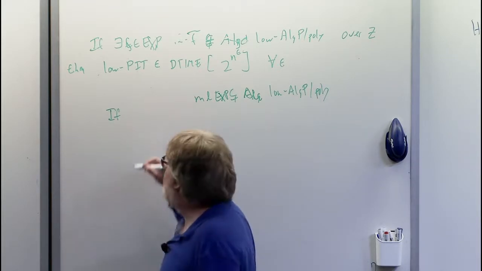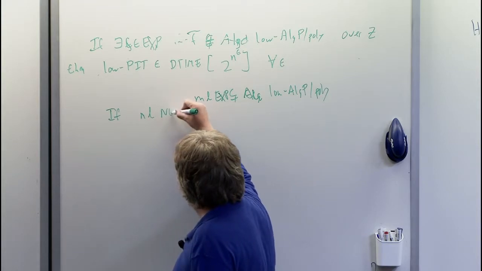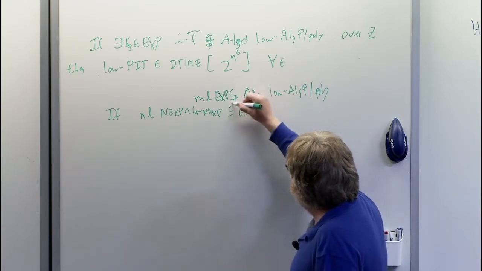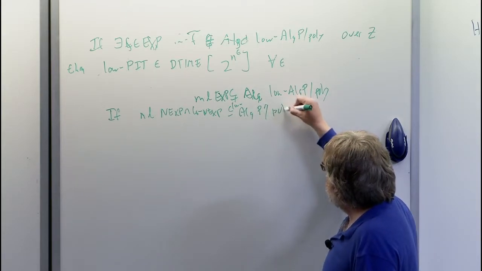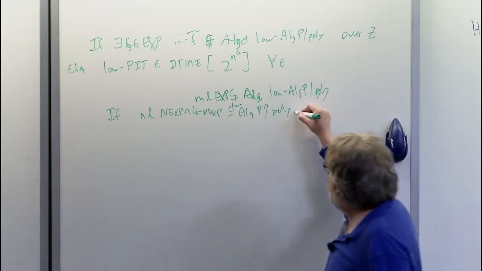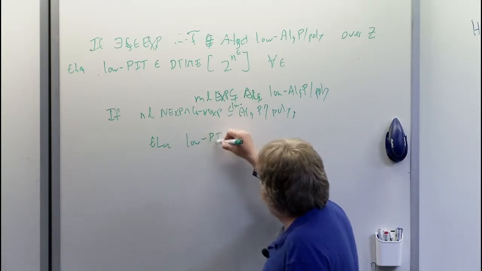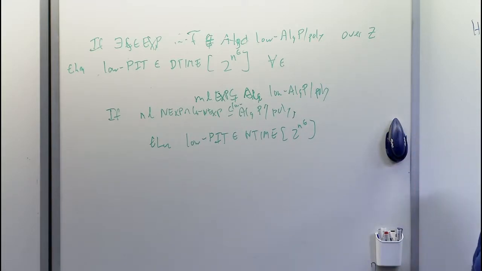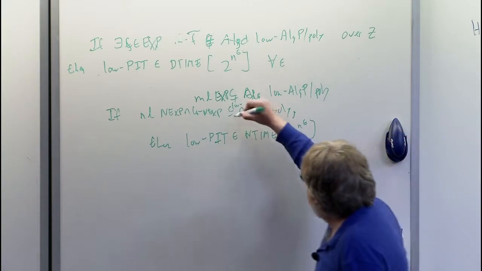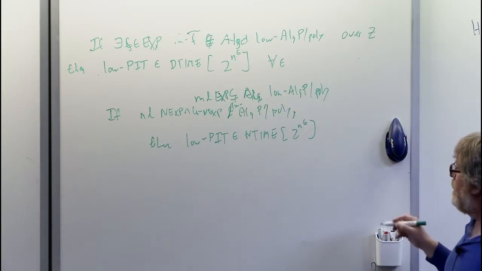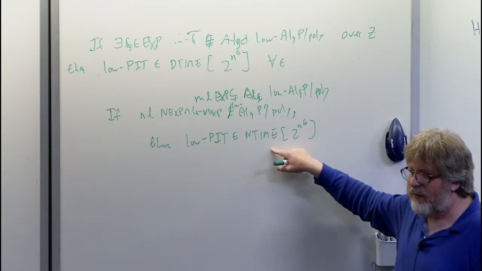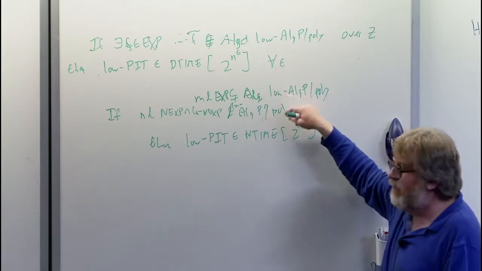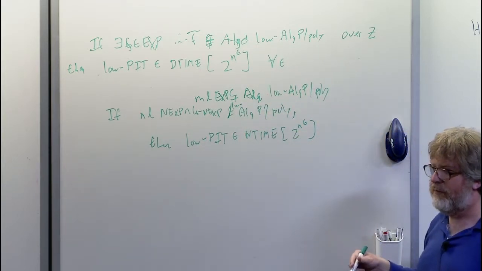And similarly, by the exact same argument, if multilinear extensions of NEXP intersect coNEXP do not all have polynomial size and formal degree circuits, then the polynomial identity testing problem is in non-deterministic time 2 to the n to the epsilon. So if you've got a lower bound, then you've got a non-trivial algorithm for the problem. If the lower bound is for something in NEXP, then it's a deterministic one. If the lower bound is for something in NEXP intersect coNEXP, you get a non-deterministic one.